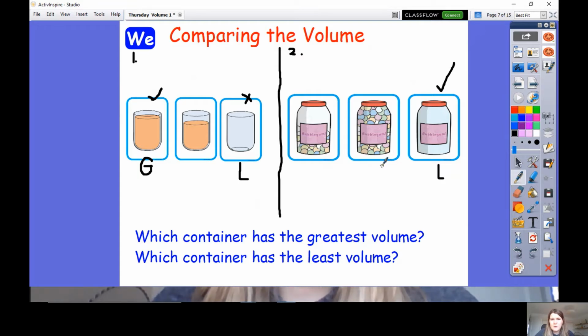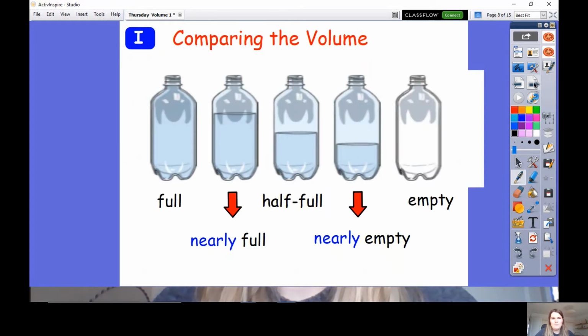Because the one next to it's full. Why does that mean it has the greatest volume? Because there is more inside the container. Fantastic. So this one wouldn't have the greatest volume. Brilliant work, everyone. Okay, so now we're going to introduce some different measurements.